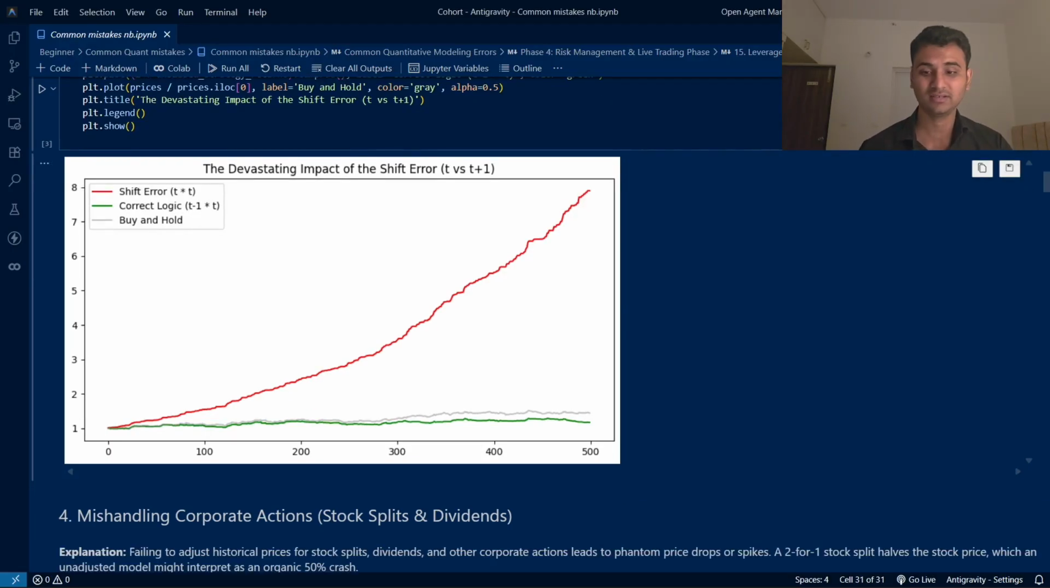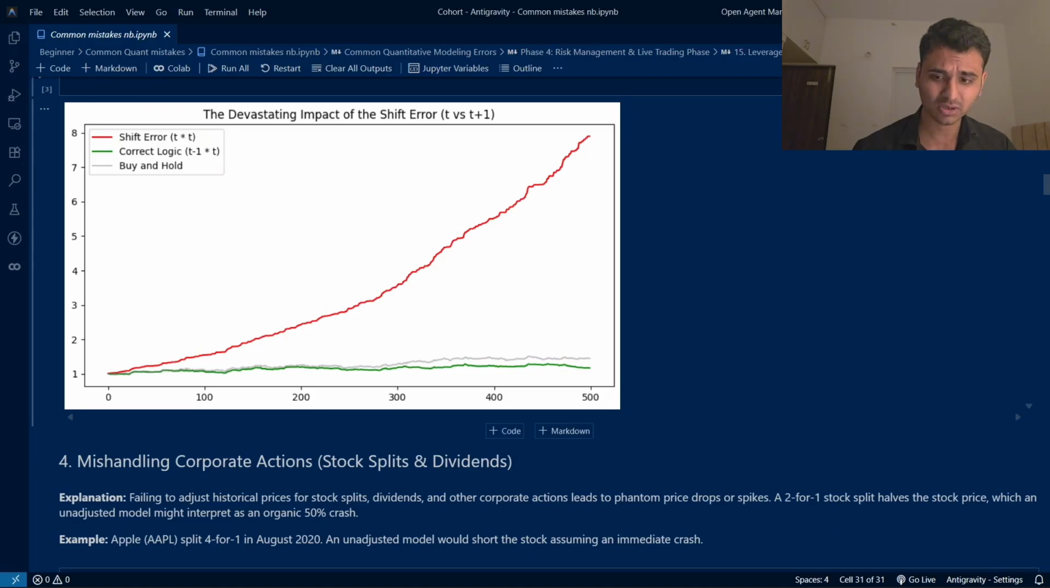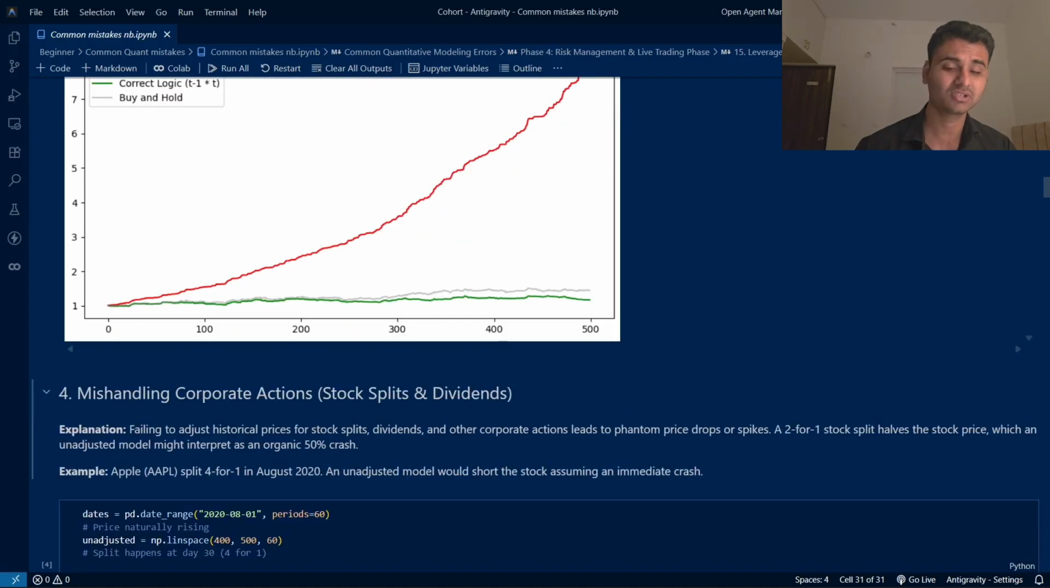That's unrealistic, right? So let's talk about the next one: mishandling corporate actions, stock splits, and dividends. A lot of the data vendors will not give you the adjusted price. What is adjusted price? I will tell you that as well. Equity stocks sometimes grow through splits. Let's assume Apple stock. Here is an example of Apple stock. Let's assume it was trading at $400 for one share, and then a split happened in August 2020.